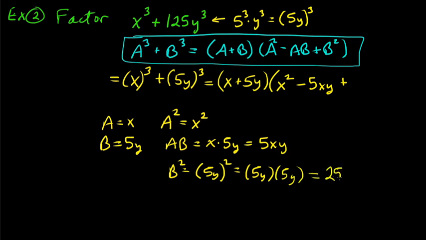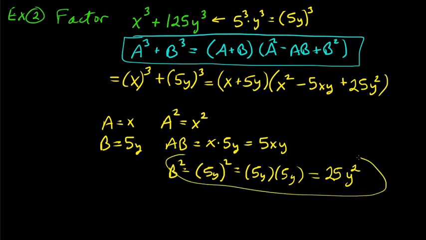5 times 5 is 25. Y times y is y squared. So b squared is 25y squared. Right. If you can't work that out in your head, work it out on pencil and paper like I did here. Right. And that's it. We're done.